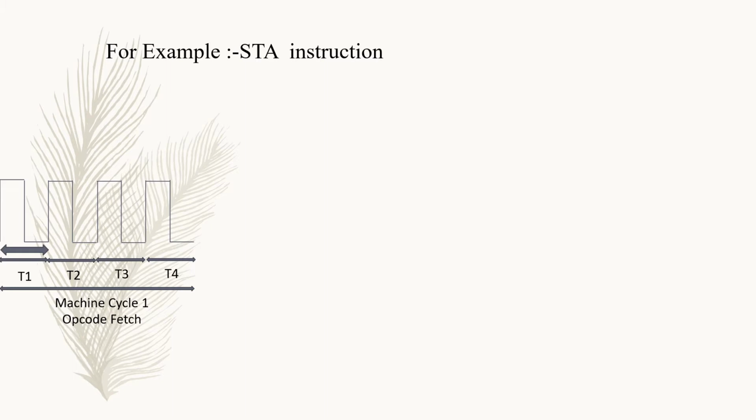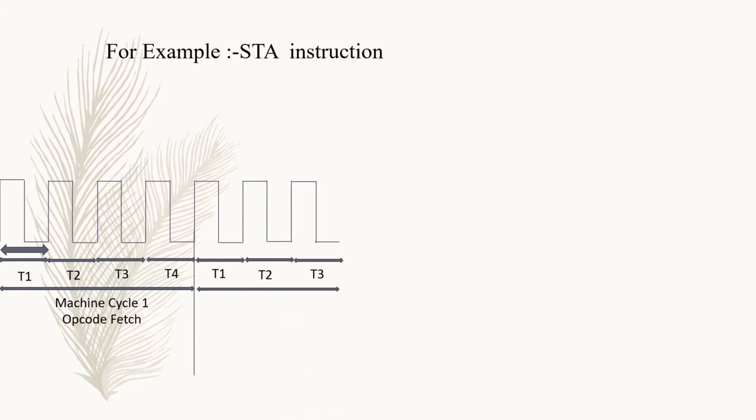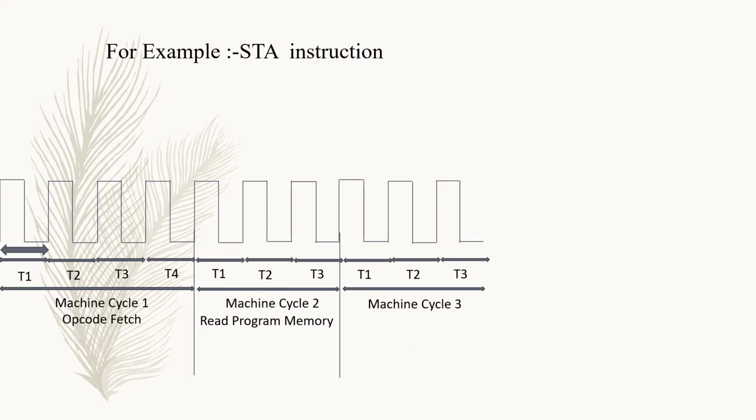We have only done with the subpart of the instruction. So this is the first machine cycle. Now let us take the second machine cycle, T1, T2 and T3. This is the second machine cycle which is used to read program memory. Program memory is nothing, it is your ROM memory. So the second machine cycle consists of 3 T states.